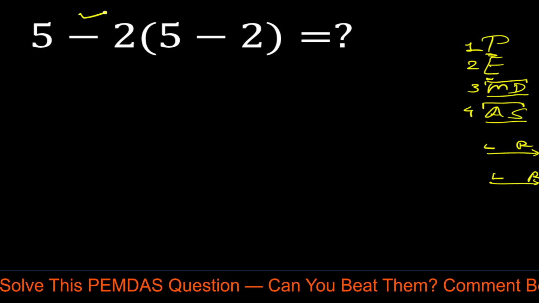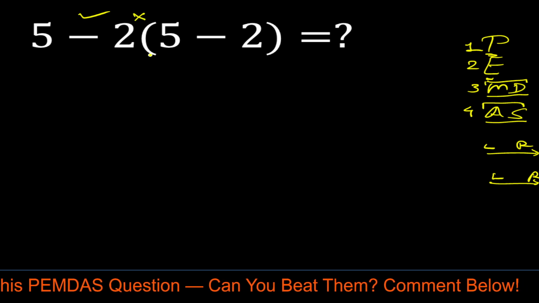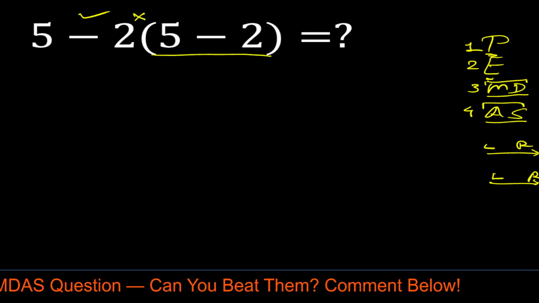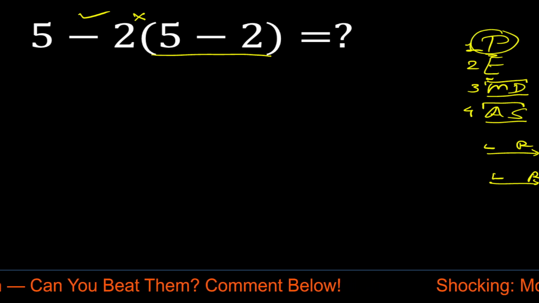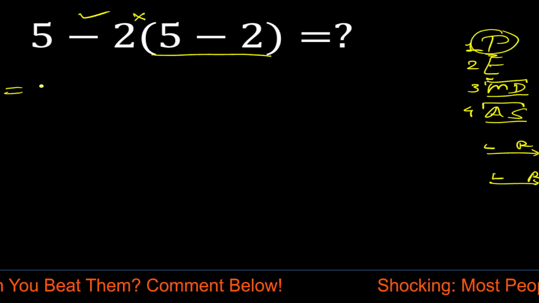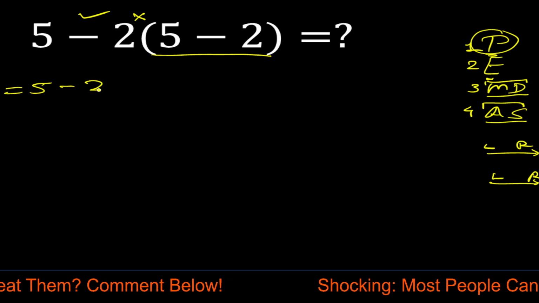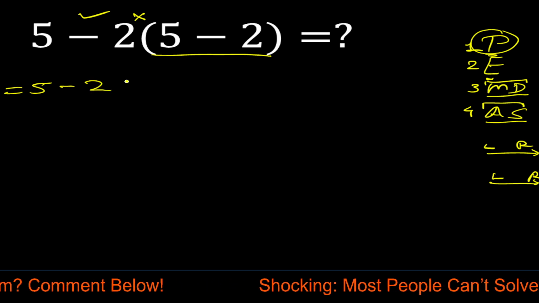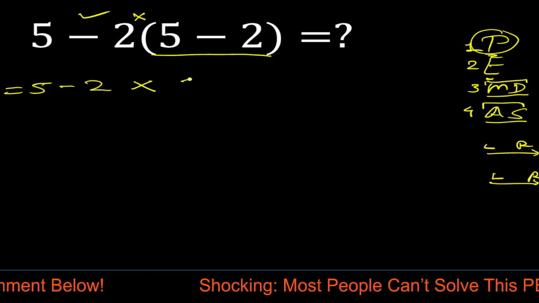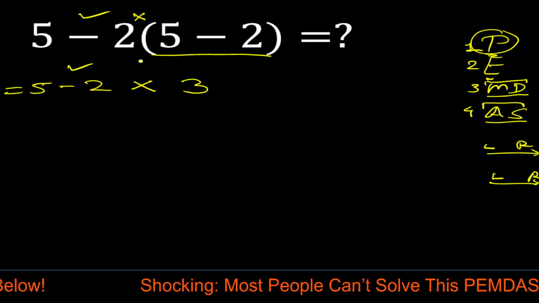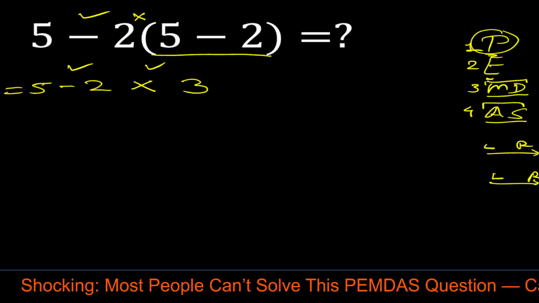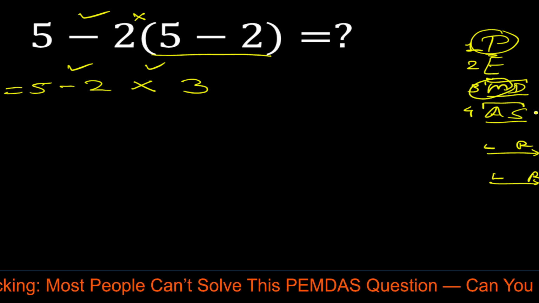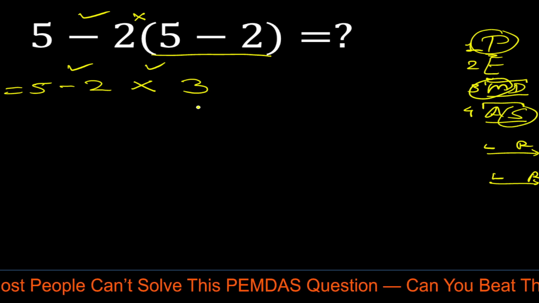So in this question, here we have subtraction, here multiplication, and here we have one parenthesis, right? So according to the PEMDAS rule, first we have to solve the parenthesis. So now 5 minus 2. Now solve this parenthesis. 5 minus 2 is equal to 3. So times 3, right? Now here we have subtraction and here multiplication. So according to the PEMDAS rule, first we have to solve multiplication, then we have to solve subtraction, right?